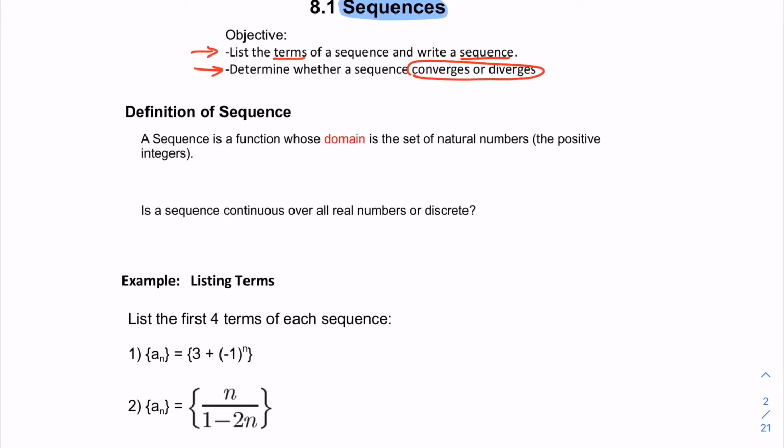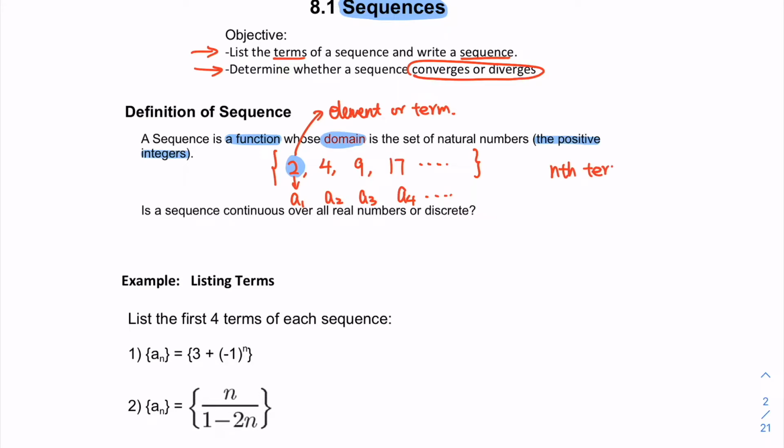The definition of a sequence is a function whose domain is a set of natural numbers, the positive integers. For example, given a sequence 2, 4, 9, 17. So this is what we call A1, A2, A3, A4. And each number in the sequence, we call the element or the term of a sequence. And the nth term, we use A of n.